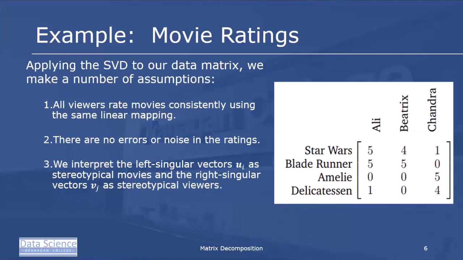We then make the assumption that any viewer's specific movie preferences can be expressed as a linear combination of the V_j vectors. Similarly, any movie's likability can be expressed as a linear combination of the U_i vectors. Therefore, a vector can be interpreted as a viewer in the space of stereotypical viewers and a vector in the codomain of the singular value decomposition correspondingly as a movie in the space of stereotypical movies.